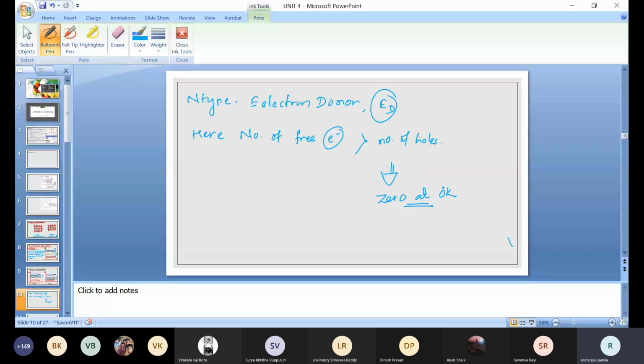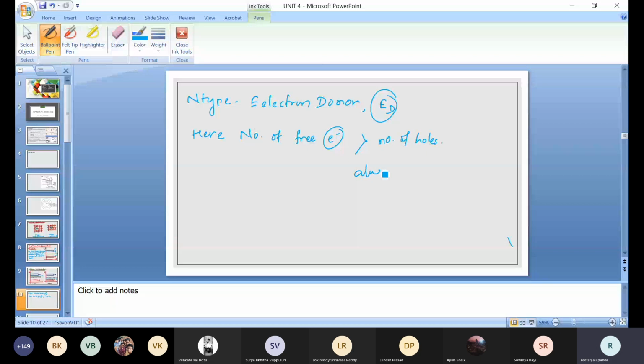So always, the number of free electrons cannot be less than or equal to the number of holes. So this condition is always going to be satisfied for an N type semiconductor. You can consider this is always going to be satisfied.